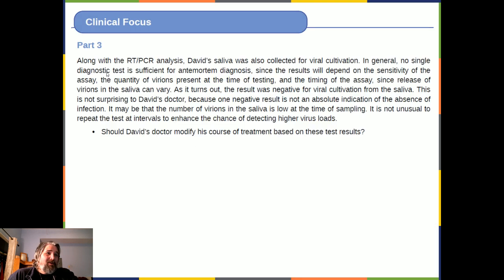Okay, so part three, clinical focus. We have real-time PCR, or sorry, reverse transcriptase PCR, and viral cultivation. Didn't cultivate virus from saliva, which is not surprising.